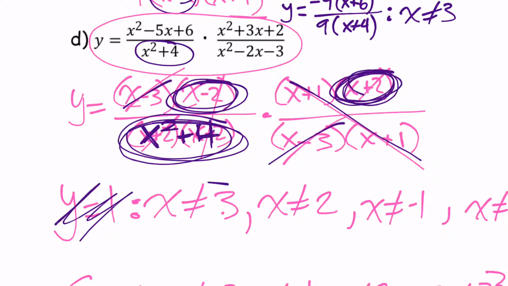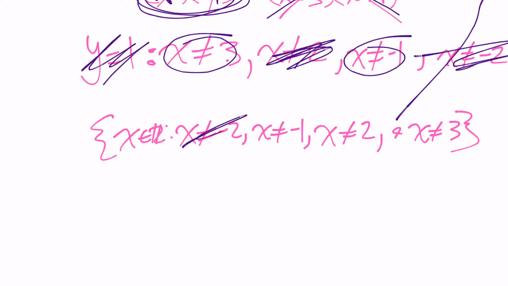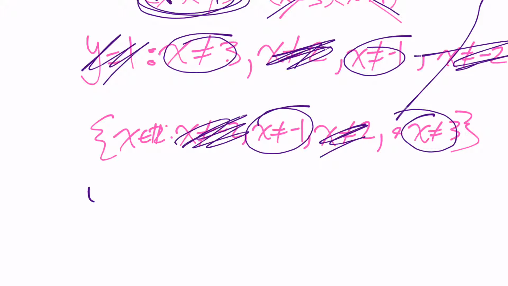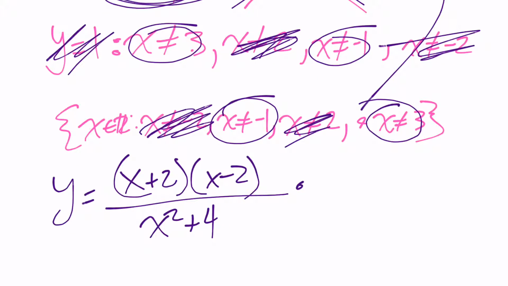What else is a lie? That's a truth. That's a lie. That's a truth. That's a lie. Lie, truth, lie, truth. So what do we really have? We really have y equals (x plus 2)(x minus 2) in the top over x squared plus 4, with the conditions x is not equal to negative 1 and x is not equal to 3.